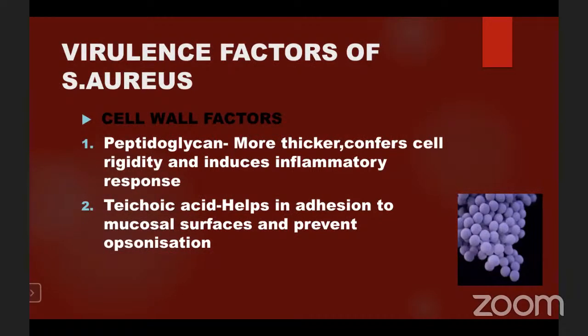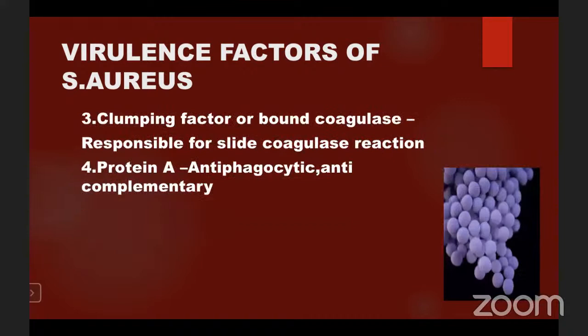First one is the cell wall factors, peptidoglycan. The activity of peptidoglycan is that it is thicker, confers cell rigidity, and induces inflammatory response. Teichoic acid: the activity of teichoic acid is that it helps in adhesion to mucosal surface and prevents opsonization. Next one is the clumping factor or bound coagulase. It is responsible for slide coagulase reaction.